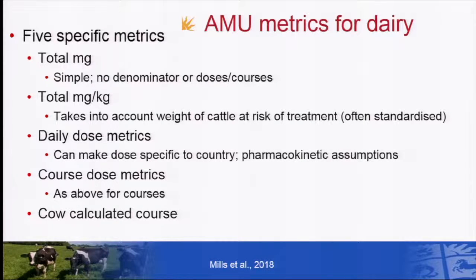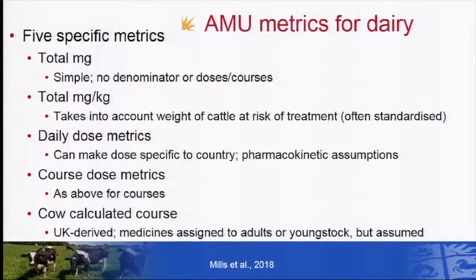There's another metric that we reviewed in this paper that is a UK-derived metric called cow calculated course. And something that this metric does a bit differently is it separates out young stock from adult animals by the medicine. So by thinking about, okay, most long-acting macrolides for respiratory disease are used in young stock, so we consider all of those medicines young stock medicines. That's an assumption that's very clear, but you might not agree with it. Sometimes you use long-acting macrolides in adult cattle. So that may not work for you in that metric. But that was a metric that was in common use in the UK, so we felt it necessary to review it.